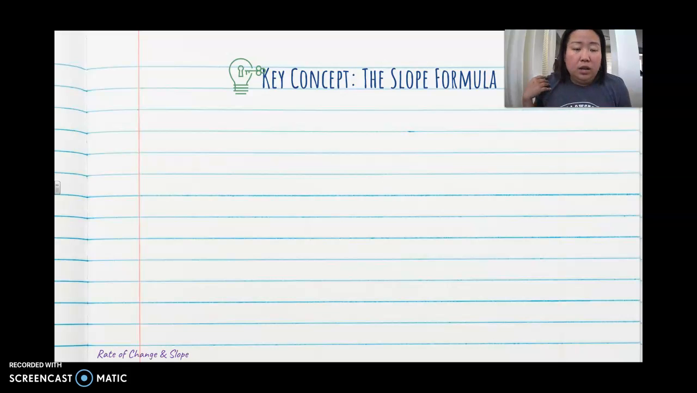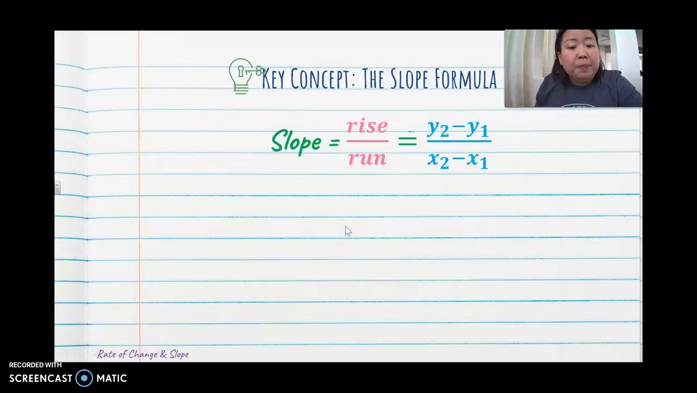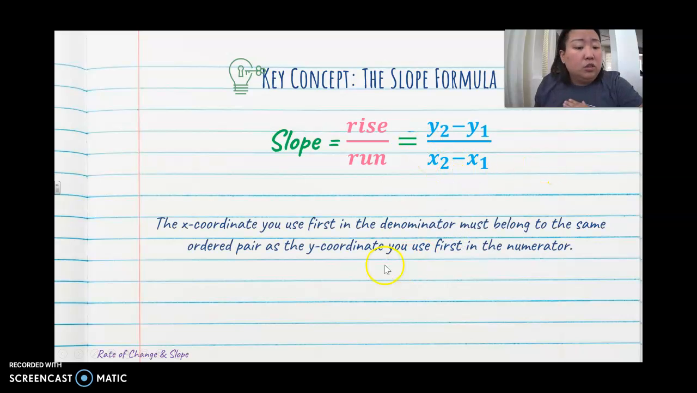But if you are instead given specific points and no graphs at all, you can use the slope formula. And how does it look? Since we know that slope is simply rise over run, the formula is going to be the difference between the y values of the points divided by the difference between the x values of the points, okay? So it is important that the x coordinate or the y coordinate that you use first in your numerator must belong to the same ordered pair as the one you use first in the denominator.